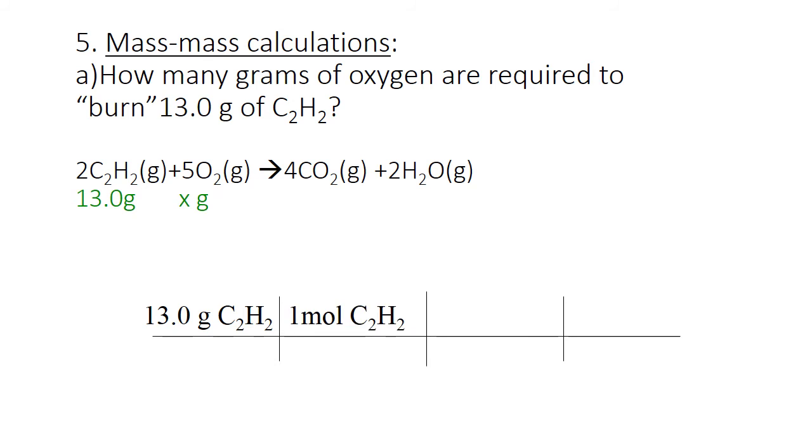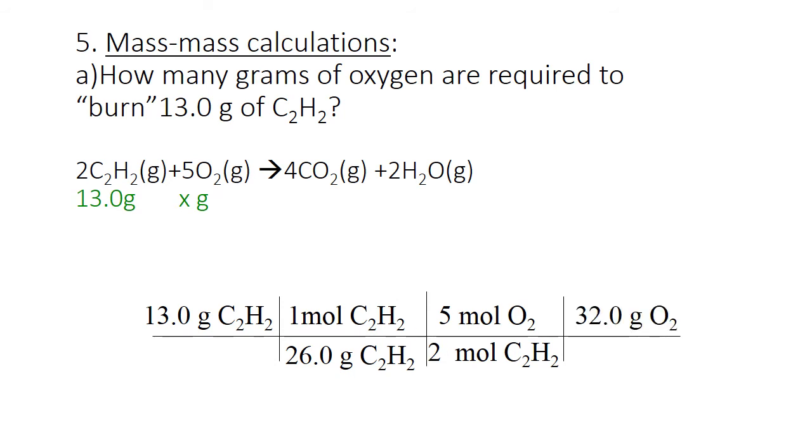So we start with our grams of ethane and we go to moles of ethane. Then we go from moles of ethane to moles of oxygen. Moles of what is wanted divided by moles of what is given from our balanced equation. That's our mole ratio. We have 5 moles of oxygen to 2 moles of ethane. Then we multiply by the formula mass or the molecular mass of oxygen gas, which is 32. And then we have 32 grams in 1 mole.